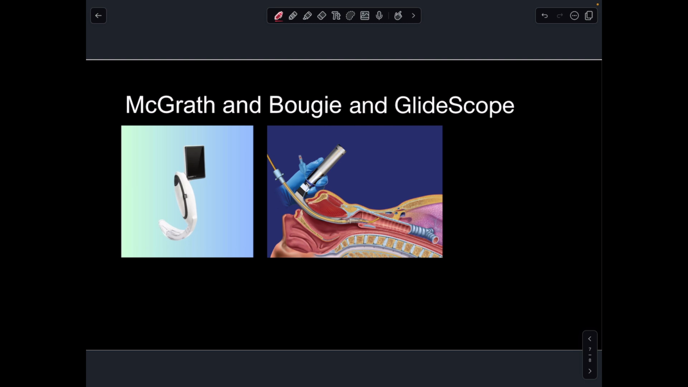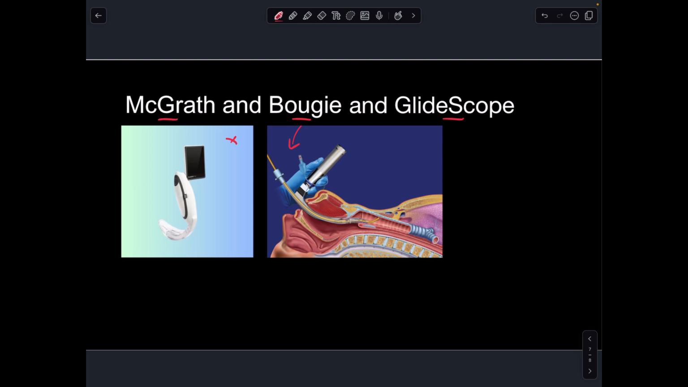The McGrath. That's a tool that uses video laryngoscopy. It's this guy shown here. The GlideScope also uses video laryngoscopy. That's the most common one that I've seen in Rapid City and at Sanford. I've heard that at Avera, they use the McGrath pretty commonly. And then a bougie, which is shown right here.